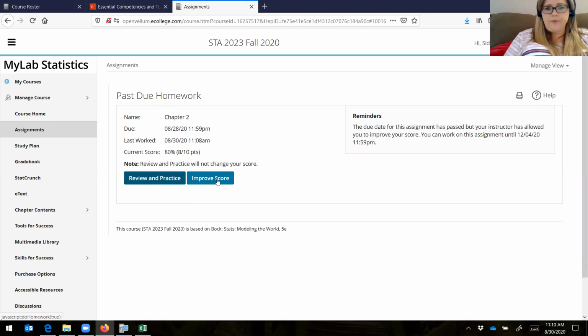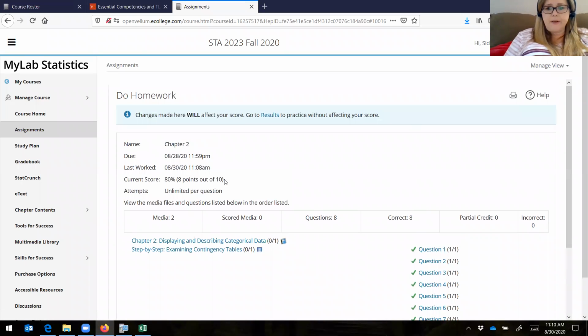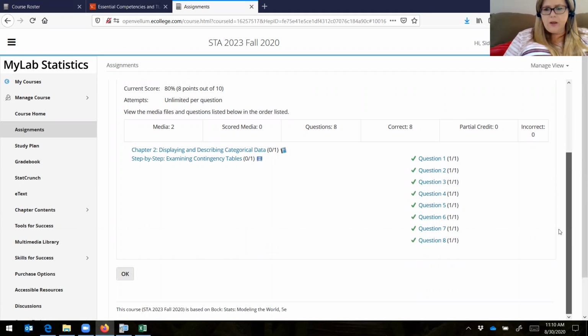I can either review and practice or I can improve my score. So I want to improve my score to 100%. All right, let's look right here. Oh, everything looks good here. Oh, wait, I didn't look at these. That's why I only have an 80% on the homework. All right, guys, hopefully this will help you get through that chapter 2 homework, and let me know if you have any questions.